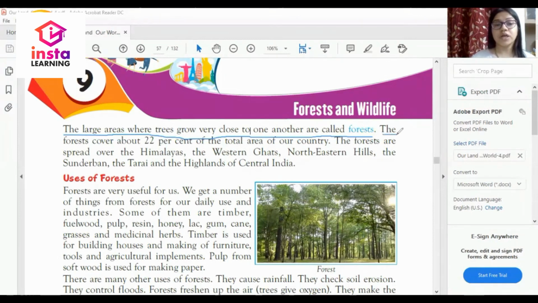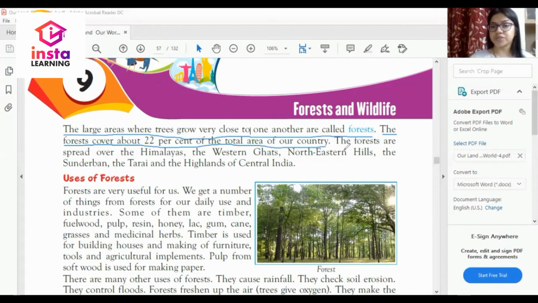Dear student, the forest covers about 22% of the total area of a country. This is a very important question. What percent of the total area of the country is covered by forest? So the answer is, as I have already underlined it, the forest covers about 22% of the total area of our country.